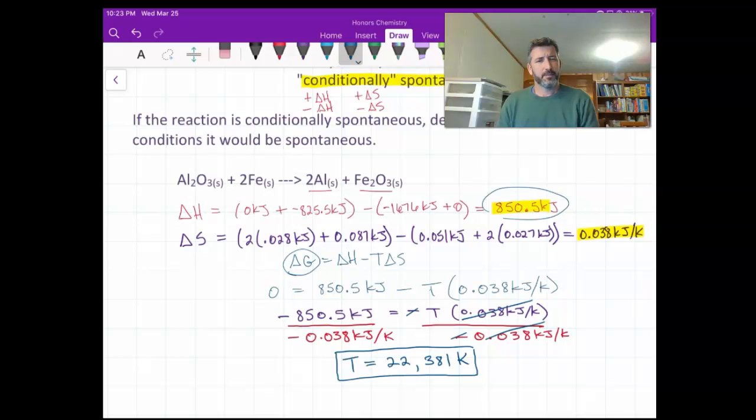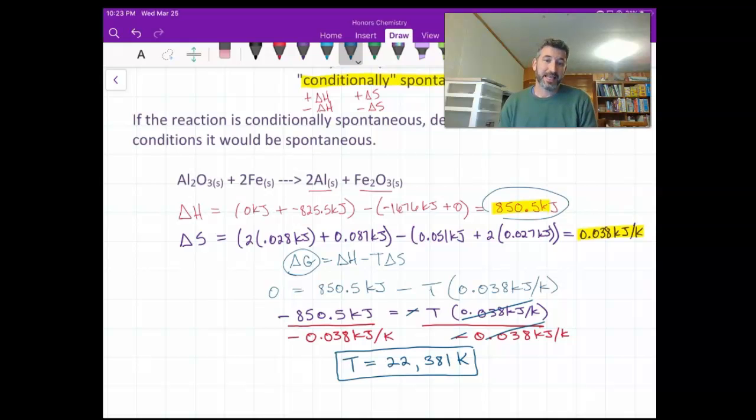Well, actually, let me back up for a second. What we really found was not the temperature at which it is spontaneous, but we technically just found the threshold between spontaneous and non-spontaneous. So what's really the best way to say this?